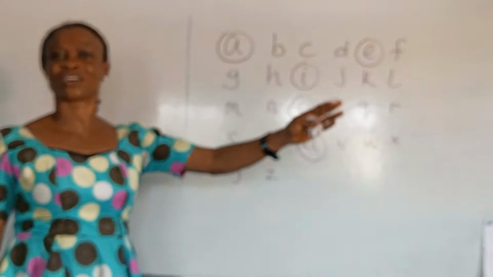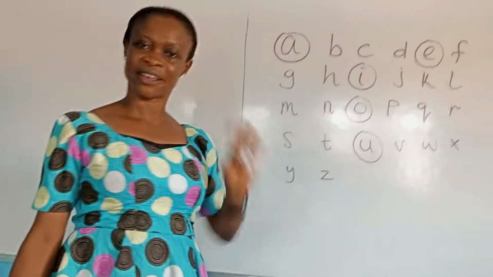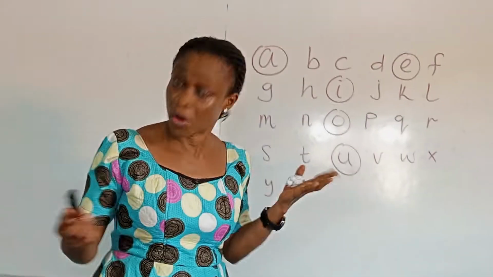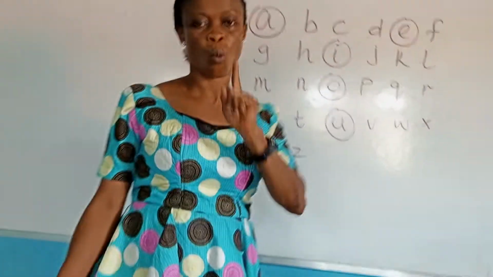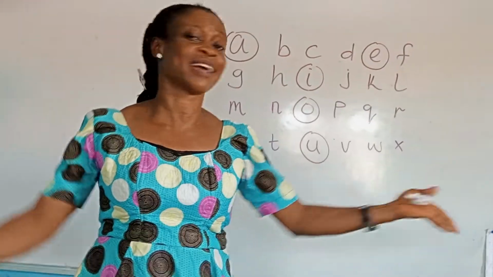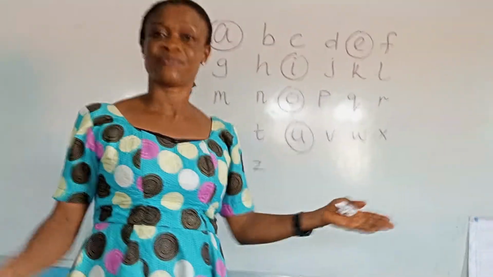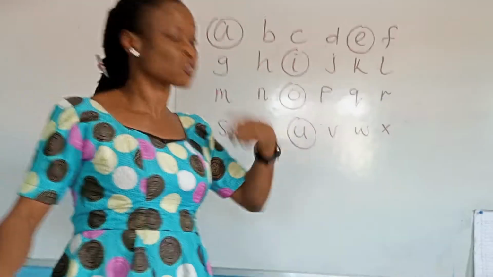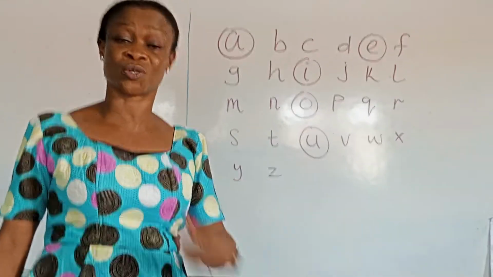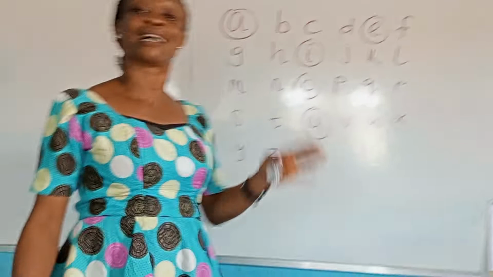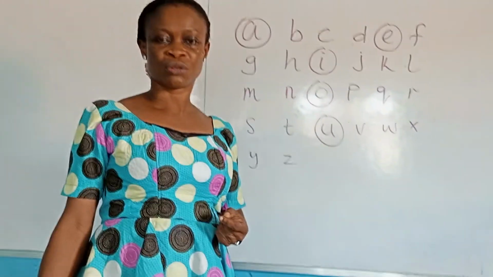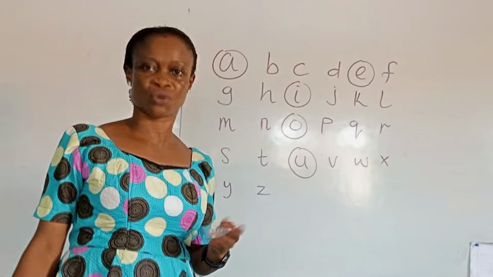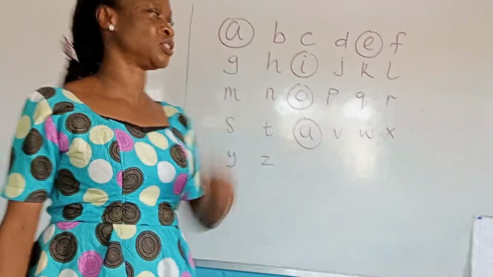Alright, these are the sounds of the 26 English alphabets. Although there are some of them that have more than one sound, like I said earlier. But as we proceed in this video and our subsequent videos, you're going to learn those letters that have more than one sound. And that will help you to read and also write English language.